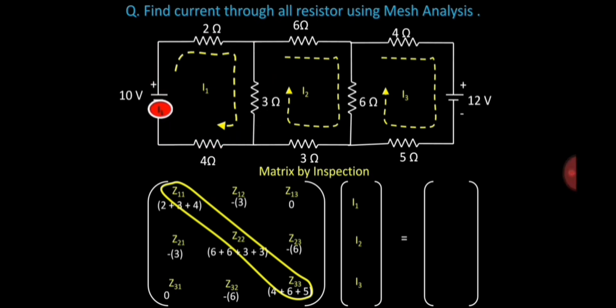So for loop 1 we have only 10 as the voltage present. So across the equal sign, the first row will have 10 as our answer. So going to the loop 2, we don't have any voltage present.